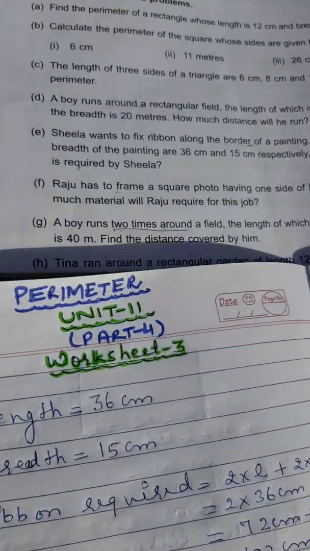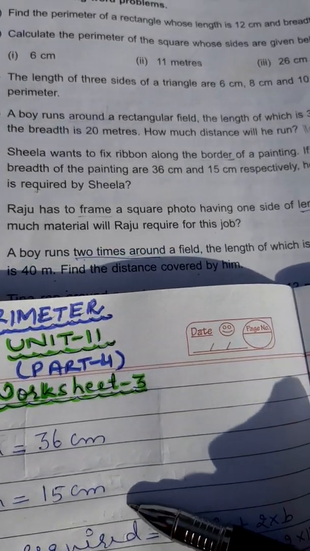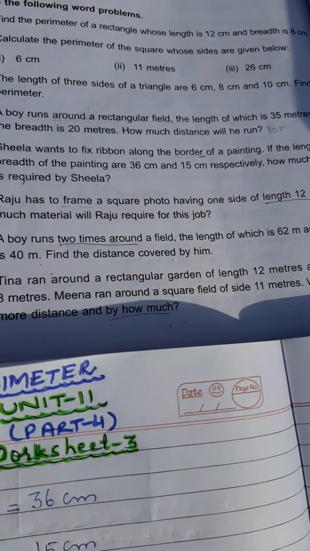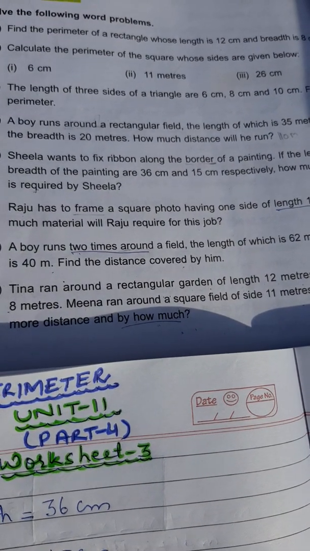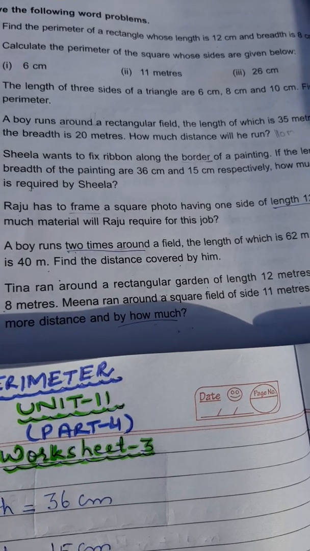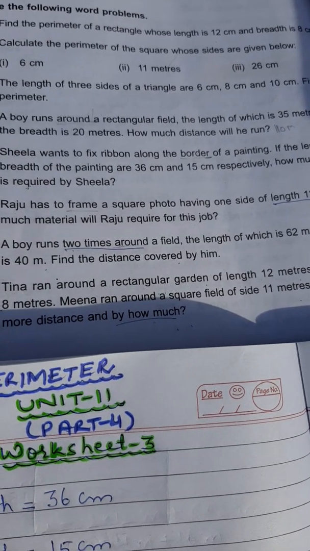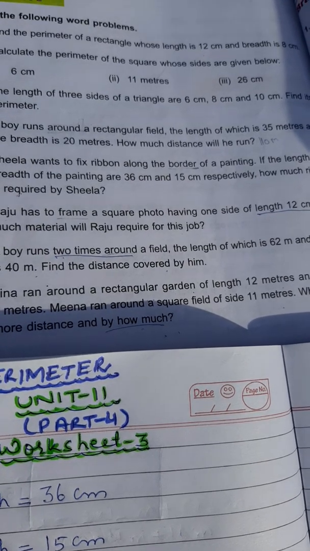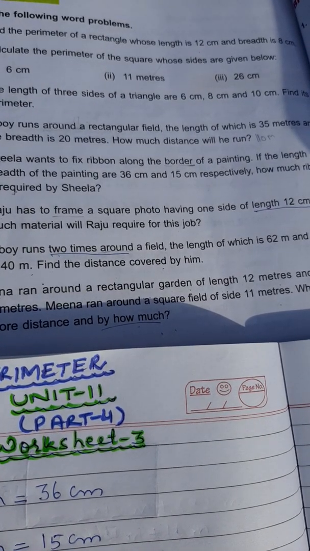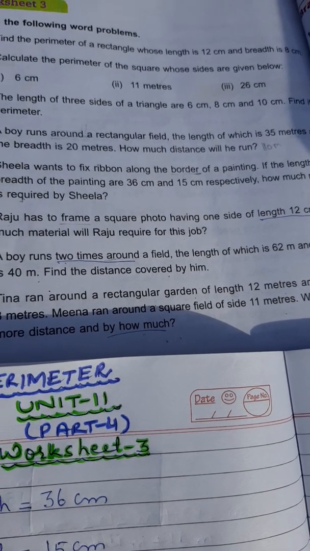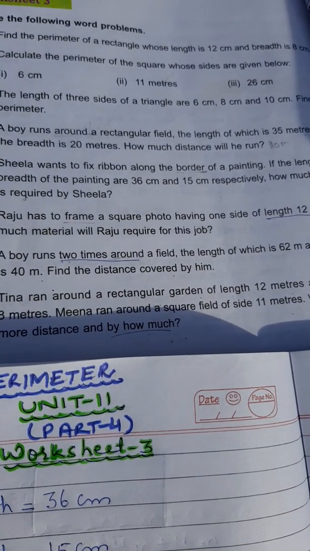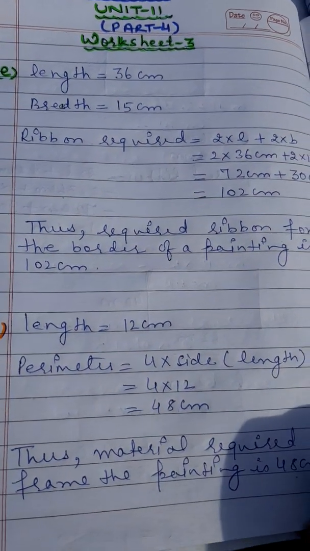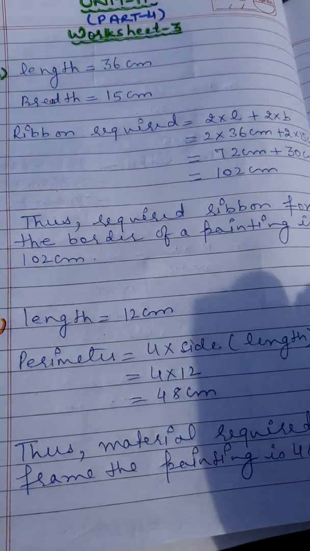Now F part: Raju has to frame a square photo having one side of length 12 centimeter. How much material will Raju require for this job? So now Raju has a square photo and he has to frame it, right? To find out how much material is required to frame this square photo, he also has to find the perimeter. Because this is a square photo, we will use the trick for the square.